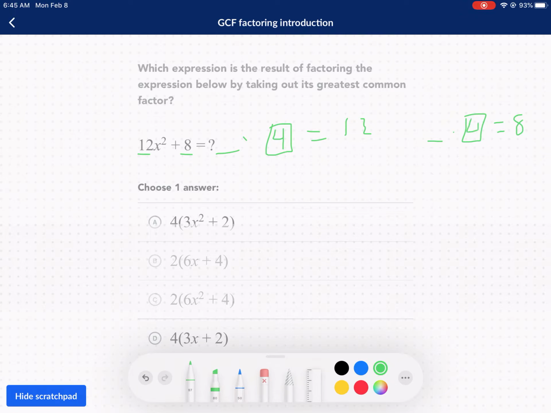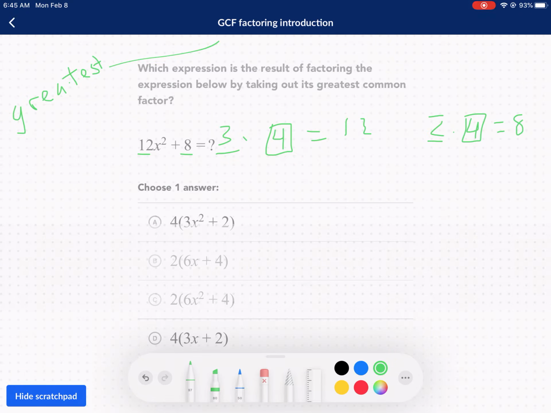We have a couple different options. You can see that 2 is also a factor of 12 and 8, but we're looking for the greatest common factor. That's what the G stands for. The greatest stands for the largest. So the largest number that is a factor of both 12 and 8 is 4, because 3 times 4 is 12, and 2 times 4 is 8. So we're looking to take out a 4.